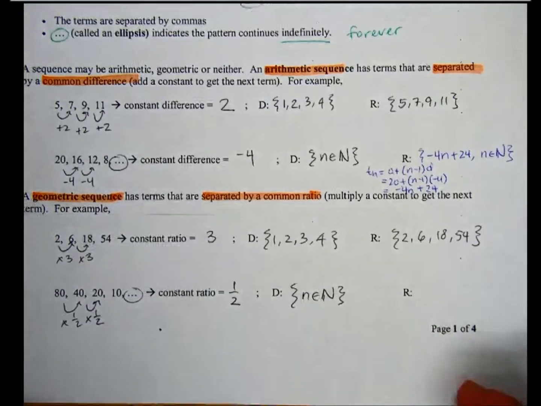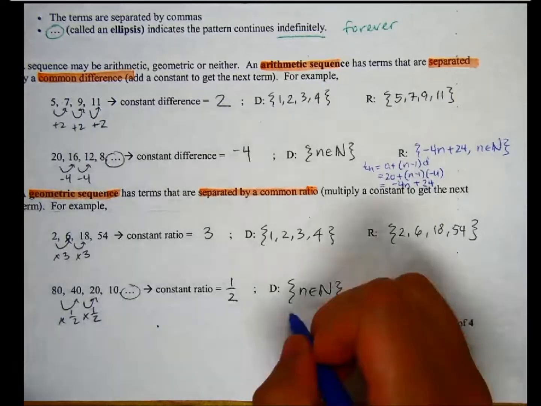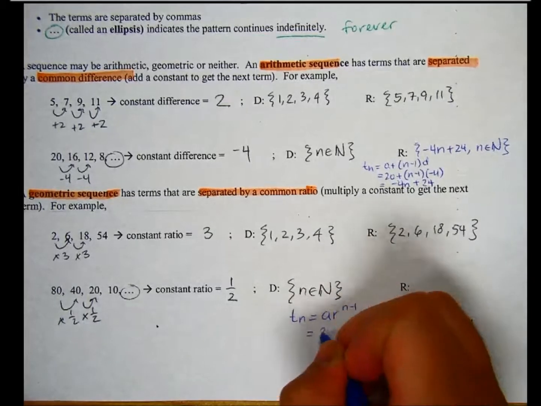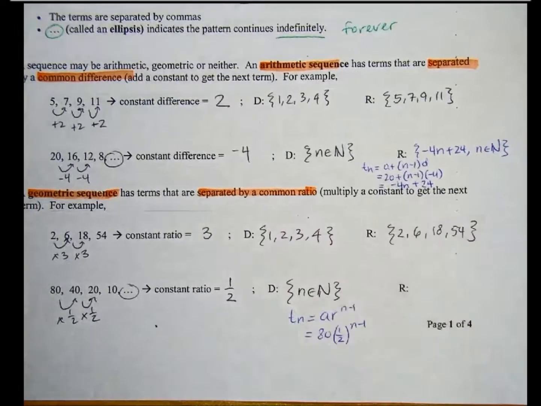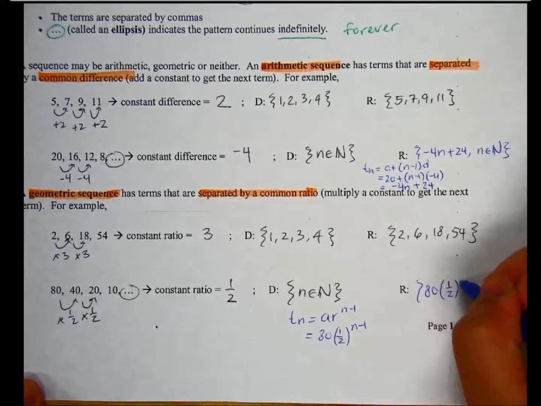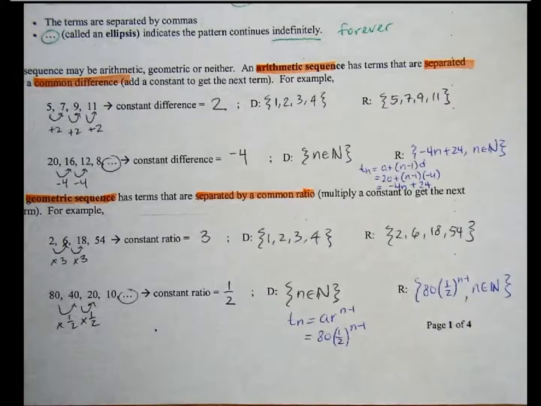All right, and complete the same thing for the geometric sequence here, 80, 40, 20, 10. So Tn equals a times r to the power of n minus 1. The first term is 80. The ratio is a half, to the power of n minus 1. That's really all you need to do for this example. So you can just plug that in for the range. And again, write that n has to belong to the set of natural numbers. And you're done. So turn back to page 4.